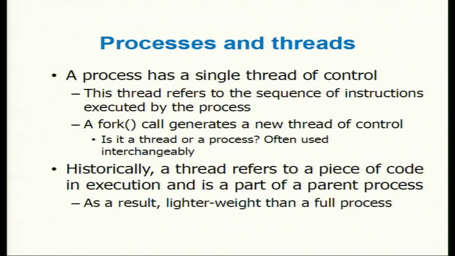Right? Let's switch to threads. So a process has a single thread of control typically. This thread refers to the sequence of instructions executed by the process. A fork call generates a new thread of control, and the question now is, is it a thread or a process? Okay, often they are used interchangeably, but historically a thread refers to a piece of code in execution and is part of a parent process. So a thread is typically much lighter weight than a process. Right? A fork actually creates a process, not a thread.